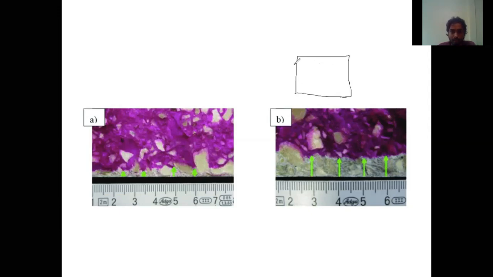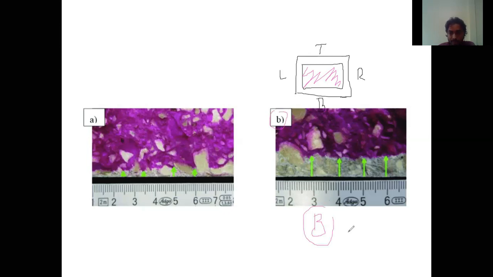This is the concrete cube. Okay, this is the top portion of it. So we can say it is the left side, right side, this is the bottom, and this is the top. Okay, so what we can do, we will get the 4 readings. Say for example, in this case, this whole area gets the pink color. So say for example, this is the bottom side. Whatever you have seen in this B diagram, it is the bottom side.